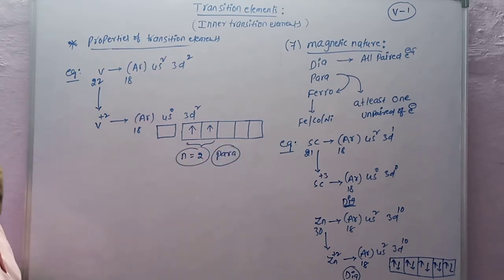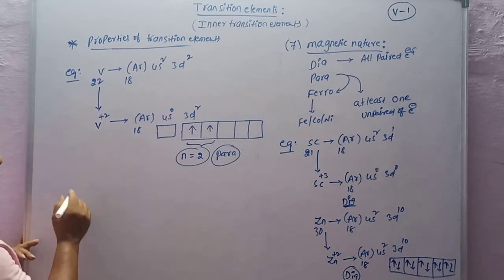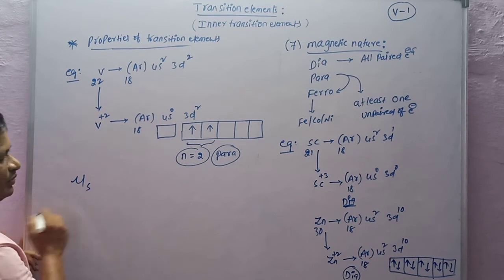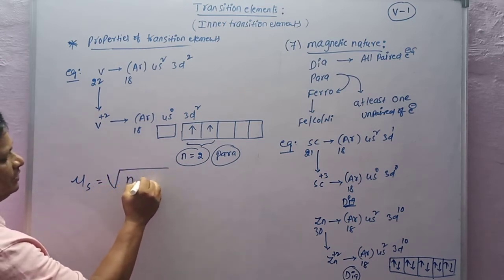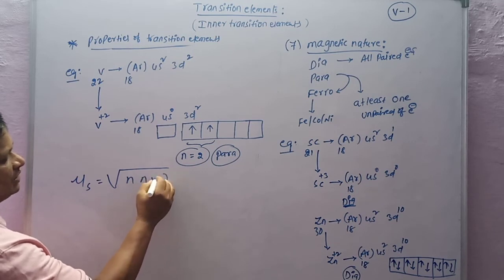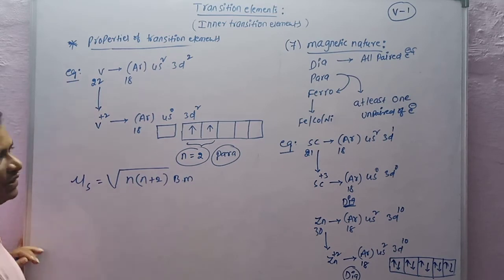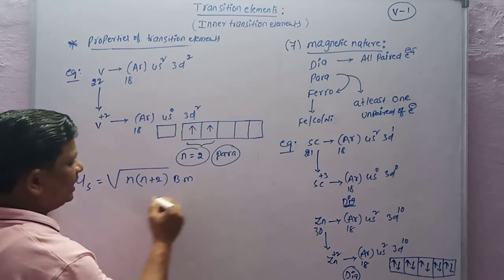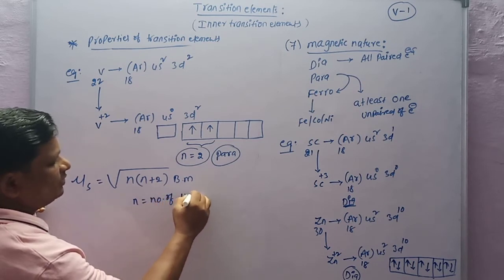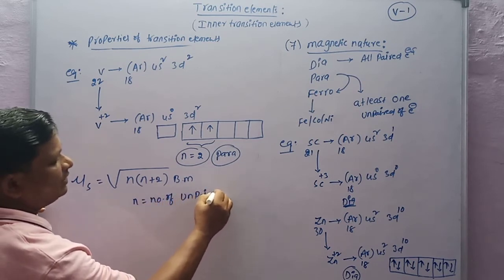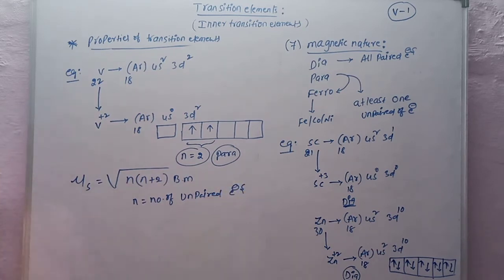Based on the number of unpaired electrons, we calculate the spin magnetic moment. The spin magnetic moment is equal to the square root of n into n plus 2, in BM, wherein n equals the number of unpaired electrons.